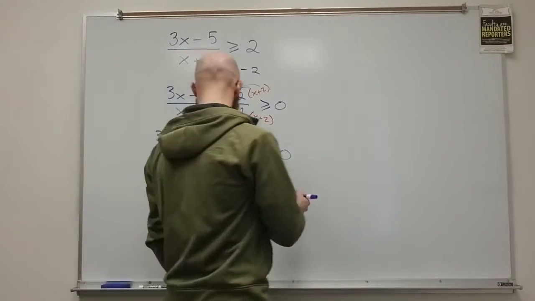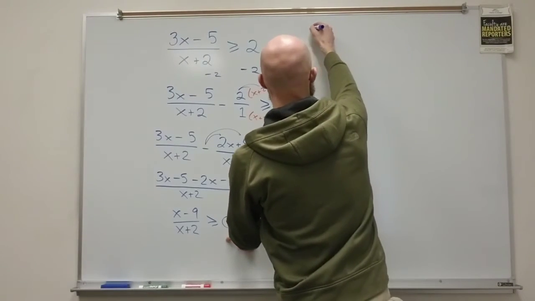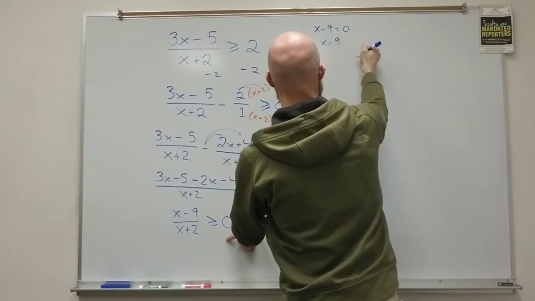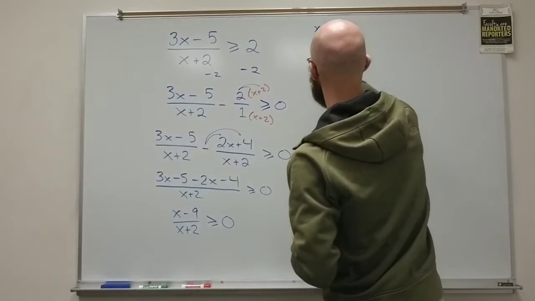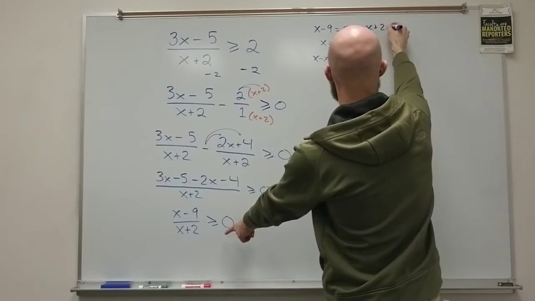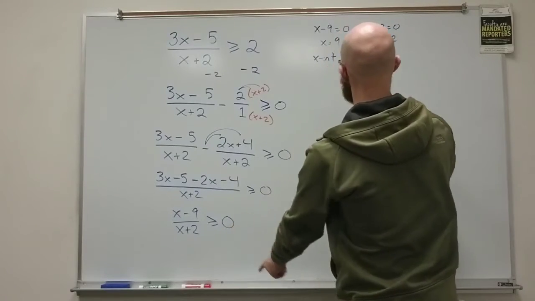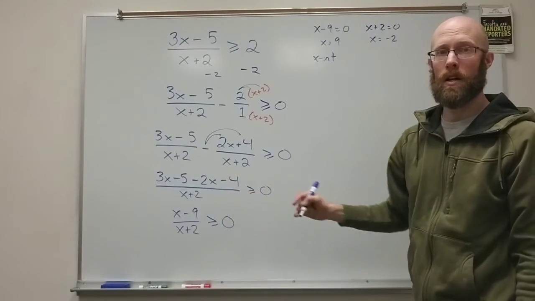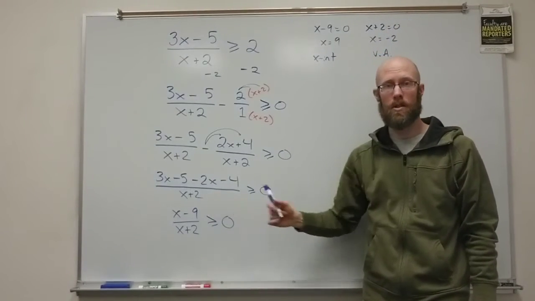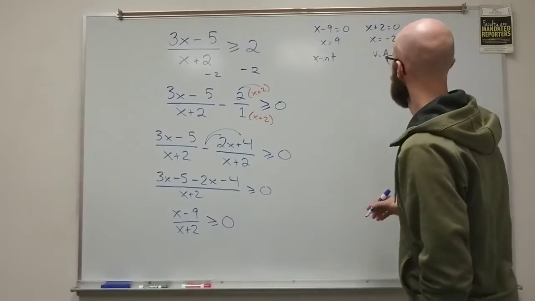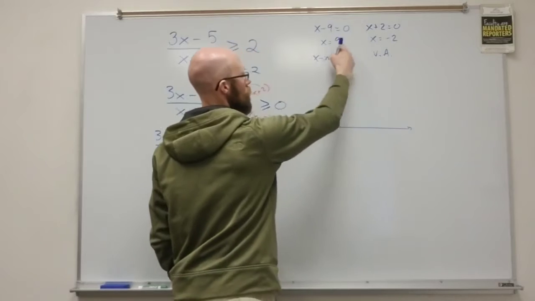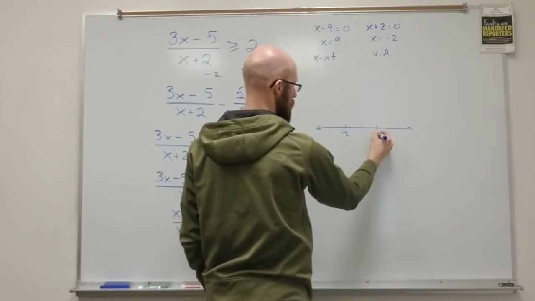Okay, so to find the zeros, I take the numerator, set it equal to 0, I get 9. Remember, the numerator gives me x-intercepts. The denominator, set that equal to 0, I get negative 2. And remember, the denominator gives me vertical asymptote. In this case, there is no shared 0, so there's no hole. Okay. Again, my sign chart is going to have those two numbers, negative 2 and 9.